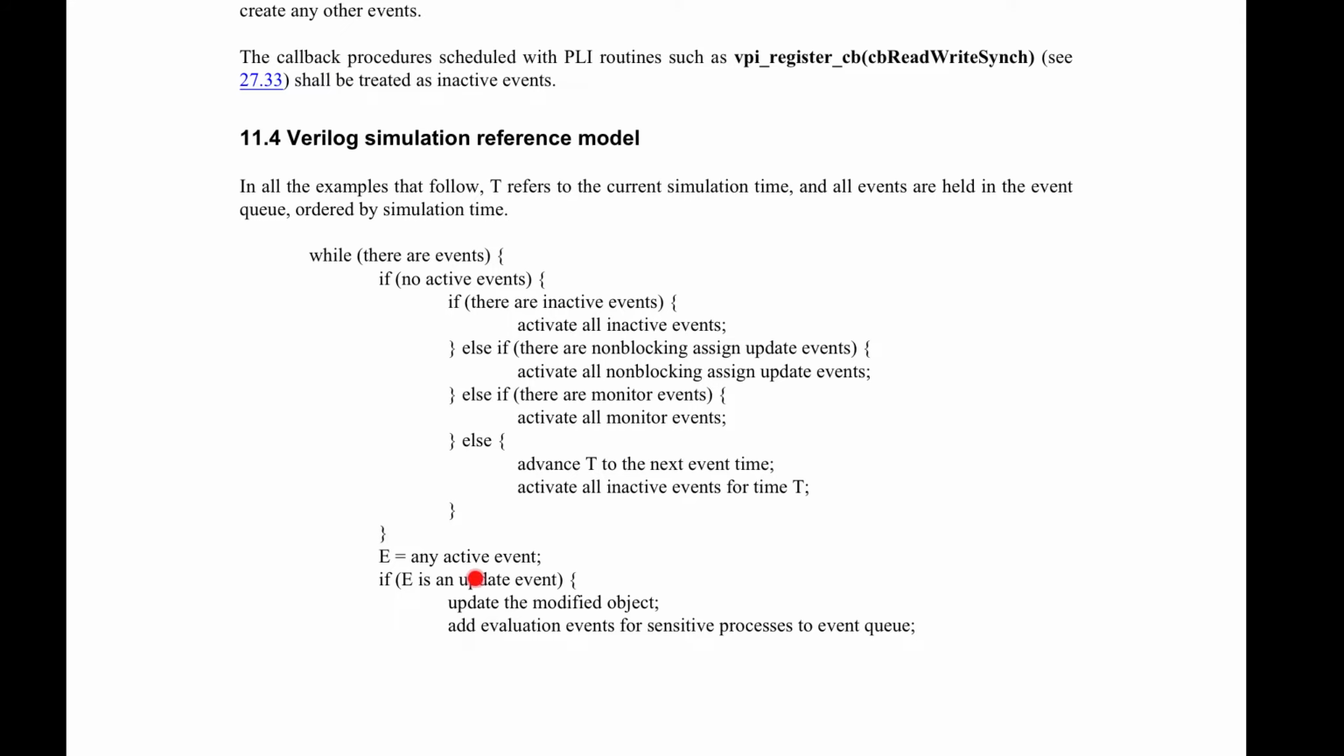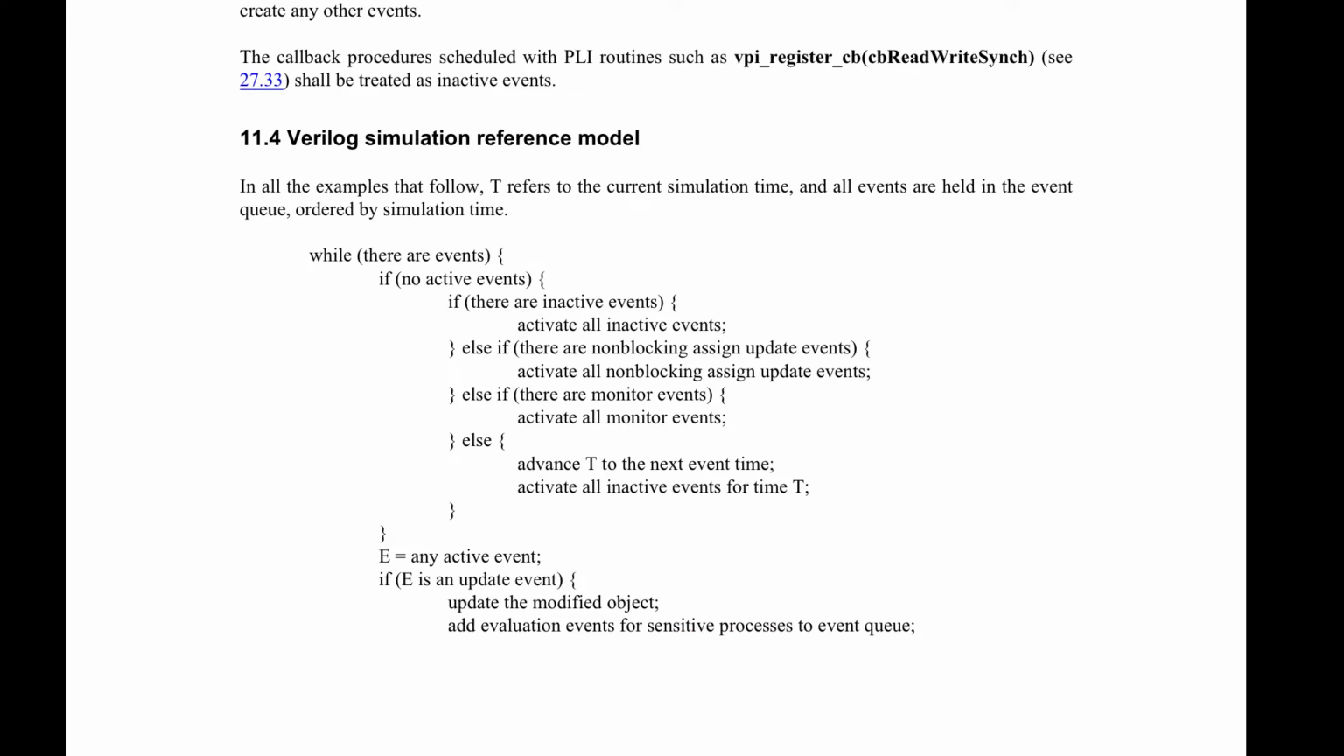Let's now look a bit more closely at processing active events. So we have an active event, and it could either be an update event, which means a net or variable has changed value, or it could be an evaluation event, meaning we need to evaluate, for example, an always block. So if it's an update event, if the event is to, for example, set x equal to 5, then we update the object, so we actually make x equal to 5, and then we add evaluation events for all the sensitive processes to the event queue.